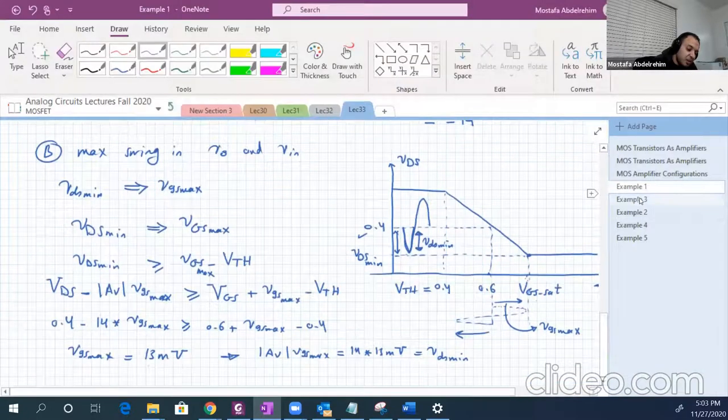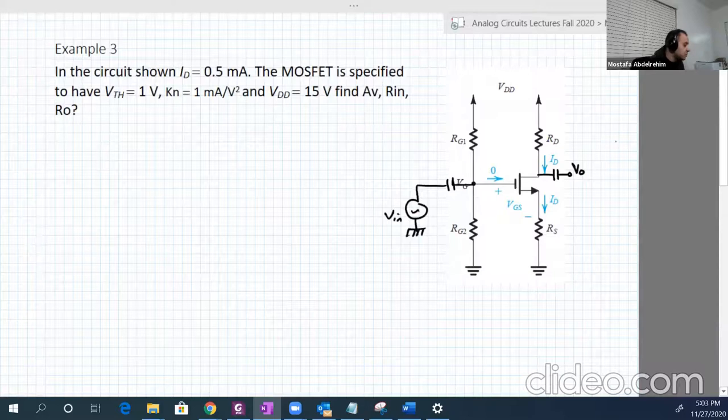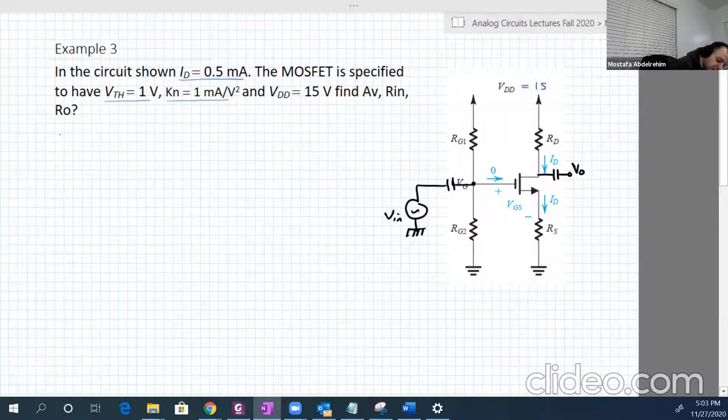Let's take another example. Here, ID is known, equal to 0.5 milliamperes, and V threshold of that transistor is 1 volt, and the gain is 1 milliampere per volt squared, and VDD is 15. Find AV, R input, and R output. Okay, first is DC analysis.